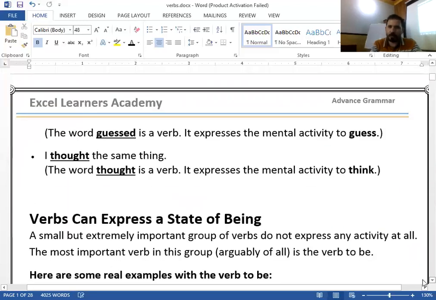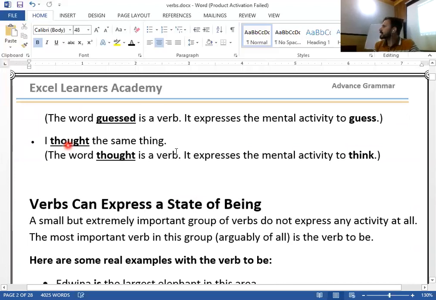For example, here we have I thought the same thing. I thought. Thought is the second form of think. Think is the first form. The second form is thought. I thought. Thinking is done in the mind. So it's a mental action.